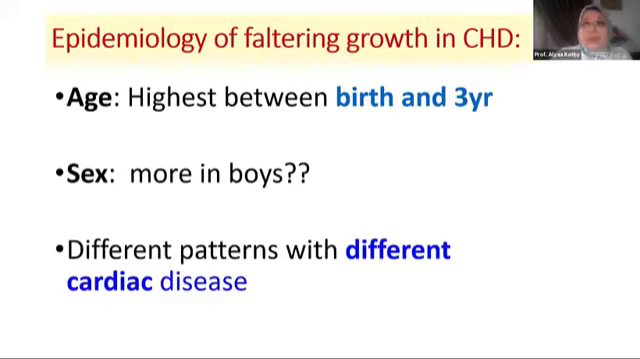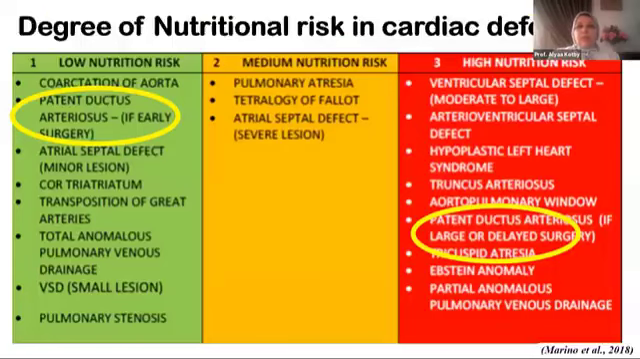And I'm repeating again, heart failure is the main pathology in this age that leads to faltering growth. It is highest between birth and 3 years, mainly in the first year. It is very difficult in the first year when the baby is growing and is supposed to be increasing in weight rapidly. This is the time that he's mostly affected. Some say it is more common in boys, but we know that different cardiac diseases have different patterns of growth.